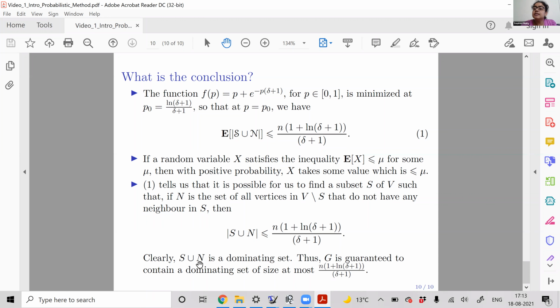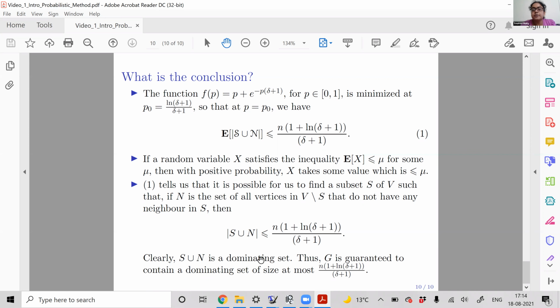Now notice that S union N is a dominating set. Why? Because anything that is not in S union N has to have a neighbor in S. N is the set of all vertices that do not belong to S and do not have a neighbor in S. So you have already included in S union N all those vertices that do not have neighbors in S. So any vertex outside of S union N must have a neighbor in S, which tells us that it must have a neighbor in S union N, and therefore S union N is a dominating set.